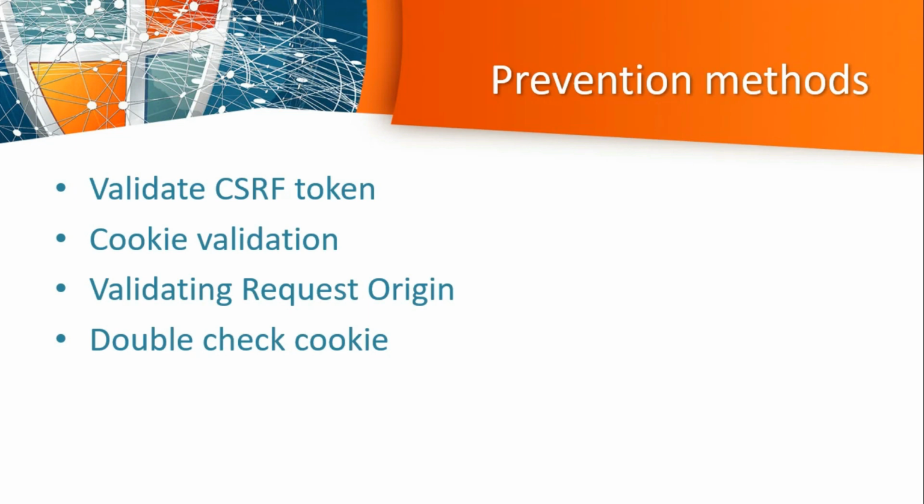Now let's understand the prevention mechanisms for CSRF. As you can see over here: validation of CSRF token, cookie validation, request origin, double check of cookies, and so forth. So these are the prevention methods of CSRF. Now let's go to the practical lab, so you will get a better understanding of what I was talking about with CSRF, how to change a password, and the mechanisms I mentioned.